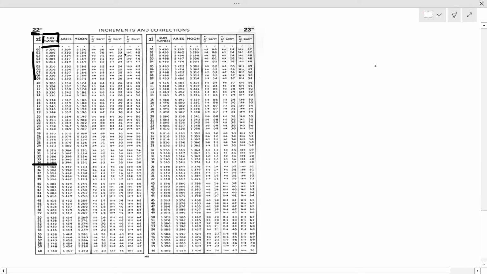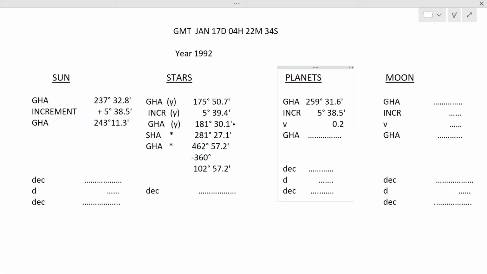Again come to the increment and corrections pages. Here they have given V or D corrections. These are the columns for V or D corrections. We have to find for 0.4. This is 0.0, 0.1, 0.2, and here is 0.4. So the correction for 0.4 is 0.2 minutes. Now we have to add all these 3 values, GHA, increment, and V correction. Then after that you will get the final GHA.